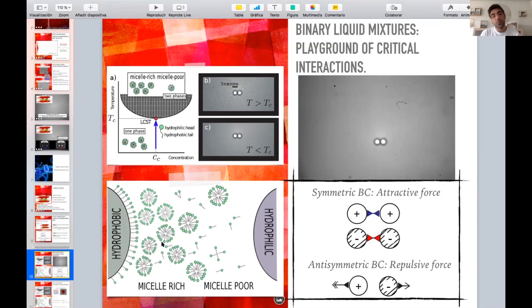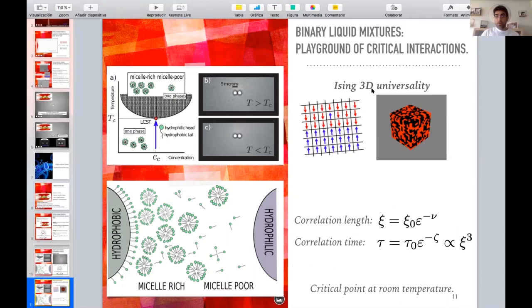Then, therefore, we will have more probability to find a fluctuation rich in micelles. On the other hand, if we have a hydrophilic surface, we will have more water molecules, and it's this kind of fluctuation that is going to prevail. In our experiment, we are going to focus on the symmetric case, with only attractive forces between the colloids.